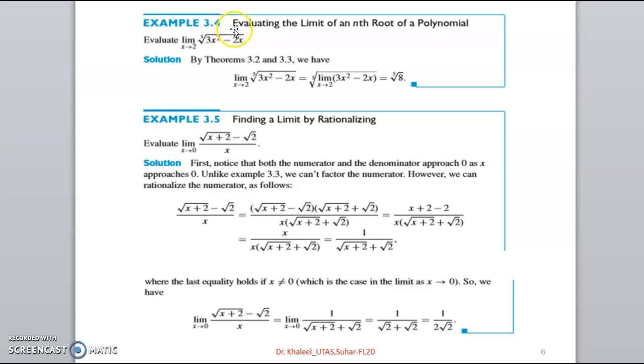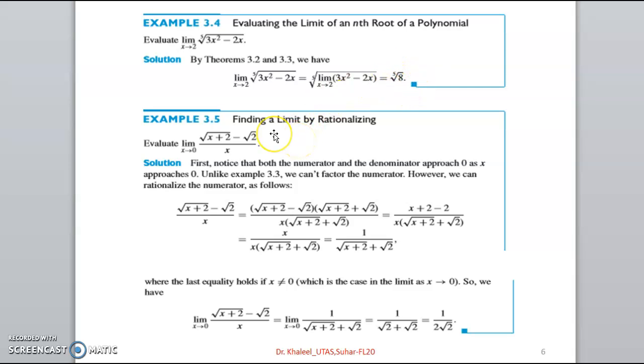Another is evaluating the limit of an nth root of a polynomial. That is the same thing. Just now I have discussed the root. Say limit of the fifth root of 3x square minus 2x. So, what I will do? I will take this limit inside. So, limit of 3x square minus 2x. So, the limit of the inside is 8, and look at it, the fifth root will not change. So, therefore, the answer is the fifth root of 8.